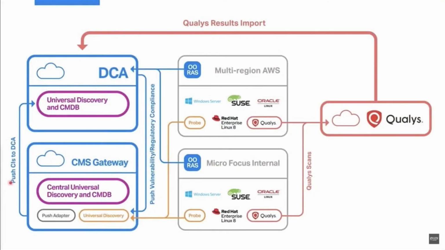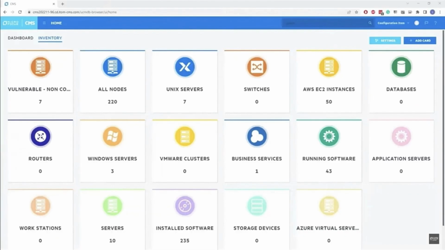This is the environment where we'll run the demonstration. We have Data Center Automation, or DCA Premium SaaS, managing servers both on-prem and across multi-regions in AWS, and scanning alongside Qualys with those scan results correlated into DCA and ultimately propagated into the Central Universal Discovery and CMDB through the CMS gateway. I'm going to start in the Central Universal Discovery and CMDB.